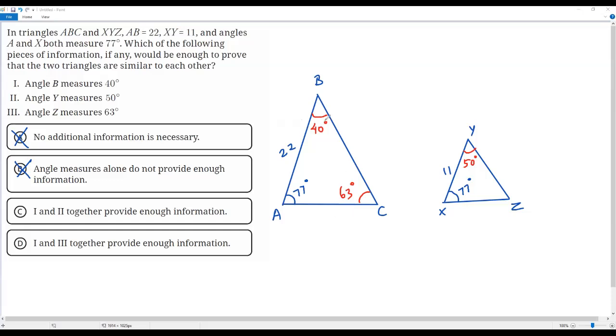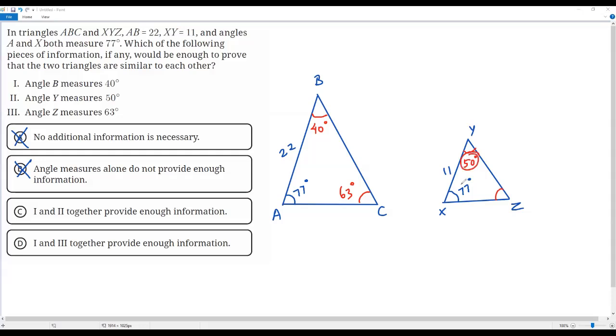And also we can cross check: 40 degrees plus 77 degrees plus 63 degrees. These three angles add up to 180 degrees. Okay, so we can apply the same thing over here in the second triangle, that is, the angle measure over here, the angle measure over here, and the angle measure at the vertex Z must add up to 180 degrees.